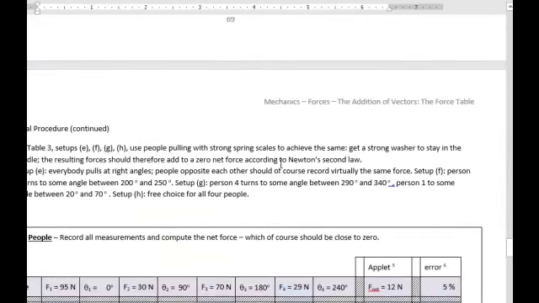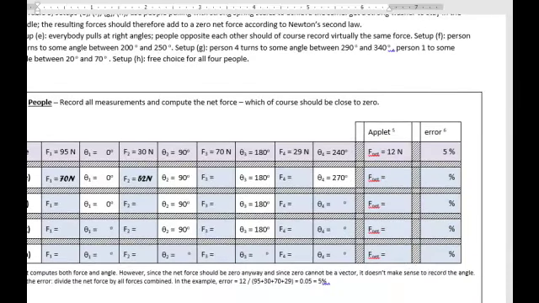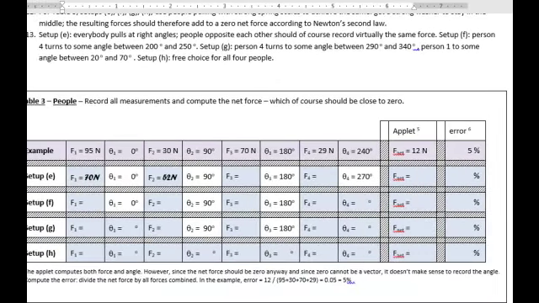All right, then in the video, these are some still photos with no sound. And you will see that people are pulling on these forces, on these spring scales, and again they come up with a net force that should come out to 0. Of course, it's a measurement, so it'll be close to, for example, in my example here, I came up with 12 newtons, which is relatively small compared to the 95 and 70 and 30 and so on. I had a 5% error on this one.